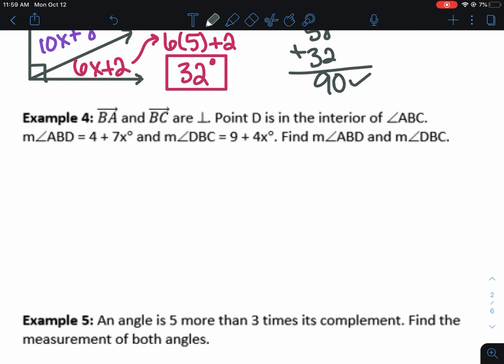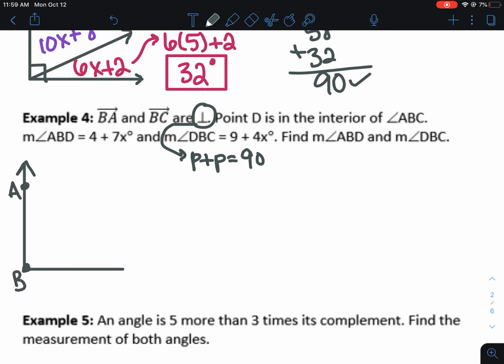Example 4. BA and BC are perpendicular. So that means this is going to be another part plus part equals 90 problem. So let me go ahead and draw this out. So it says ray BA. So this is BA. Then it says ray BC, and that they are perpendicular. So that means this is C. And then it says point D is in the interior. So somewhere inside the angle, put point D.